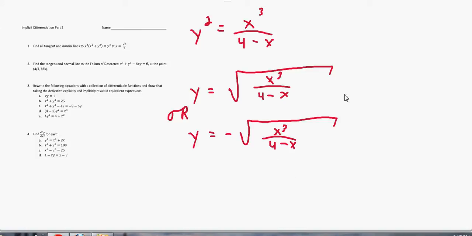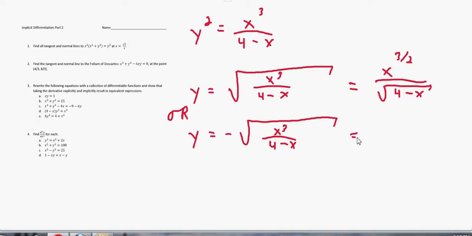Okay, and if you want, you could also write this like this. You can square root top and bottom. This would be x to the 3 halves over square root 4 minus x. Whichever you like better. This one might be a little bit easier to derive.